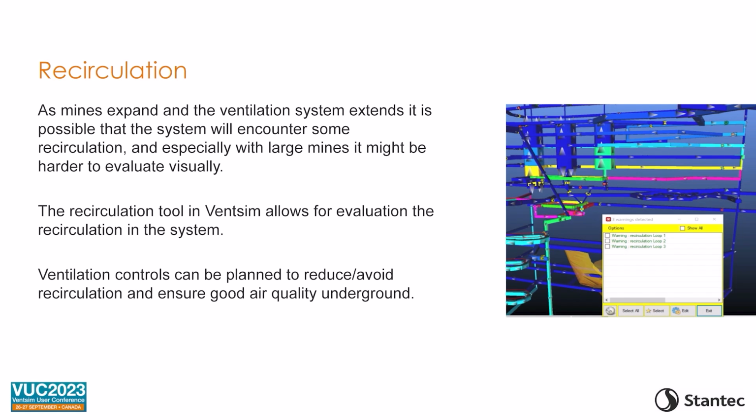For example, if you have a fan as a booster fan in series, it's going to show up as a recirculation, but you know that the air is being picked up from the previous duct to the next fan, and it's just pushing it along the heading. But when you run it in Ventsim, it'll show it as recirculation.